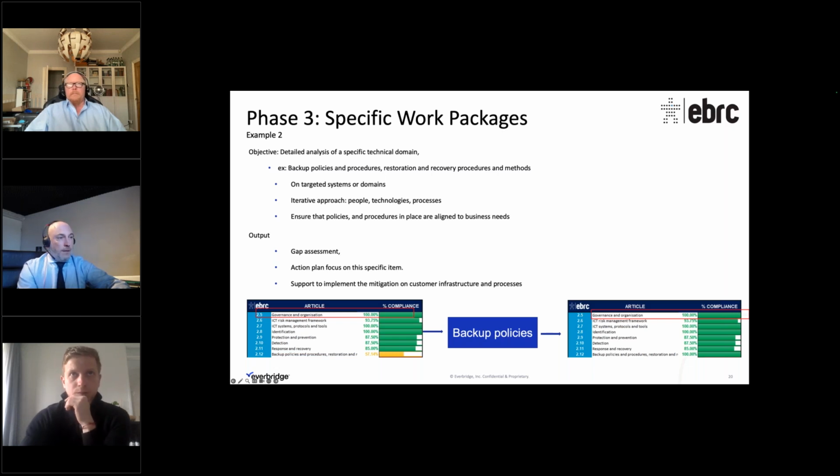What you have in hand and what you have to report to your top management is the output with the gap assessment, and a very precise way to address an action plan, what I call the remediation plan, and to support you to implement the mitigation on our customer infrastructure and processes to be aligned.